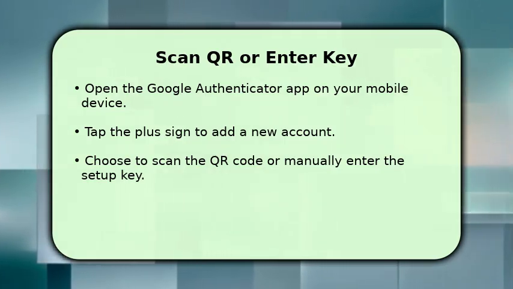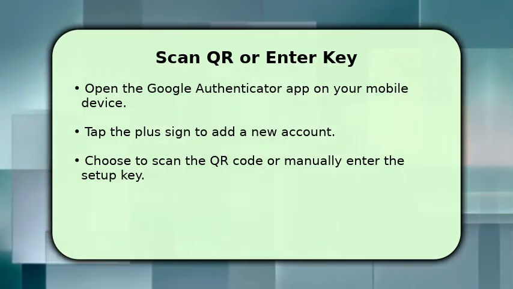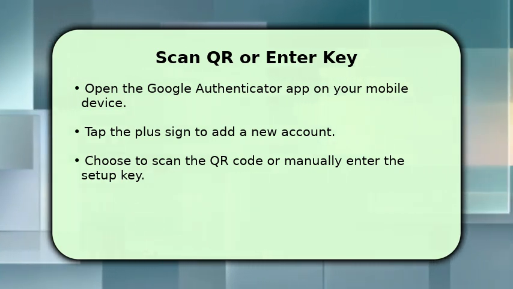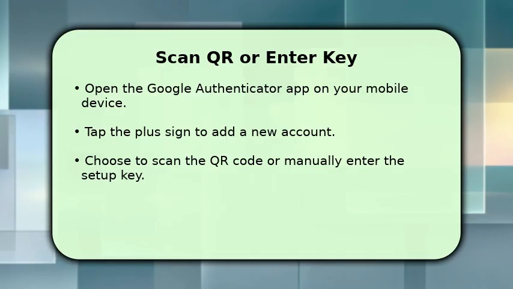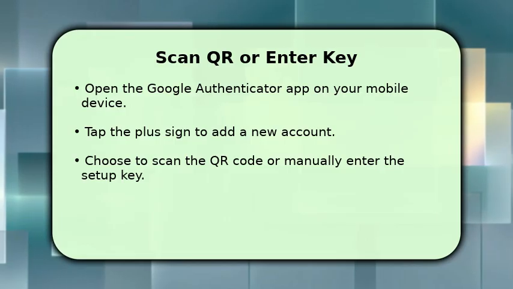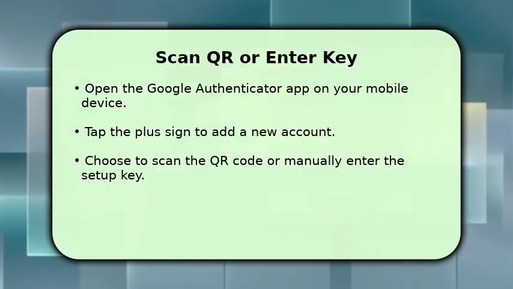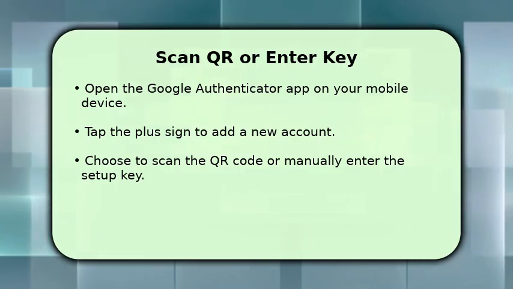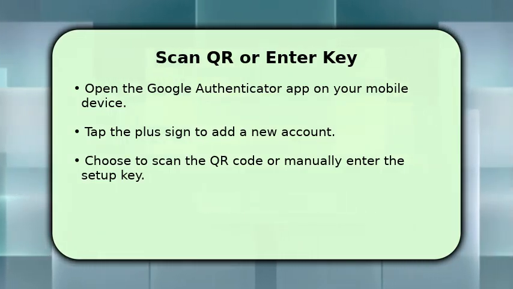Next, open the Google Authenticator app on your mobile phone. Look for the plus sign, usually located at the bottom right or top right, and tap it to add a new account. You'll then have two options. Either scan the QR code displayed on your Binance screen using your phone's camera, or manually enter the 16-digit setup key provided by Binance. Both methods achieve the same secure connection.